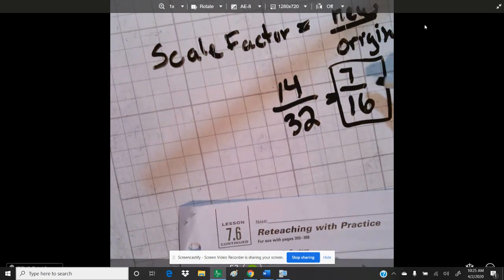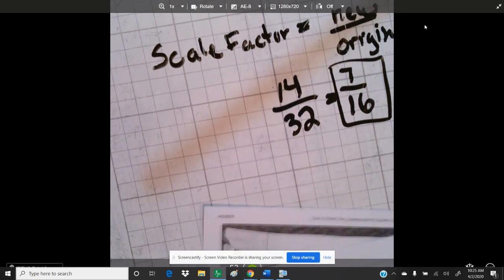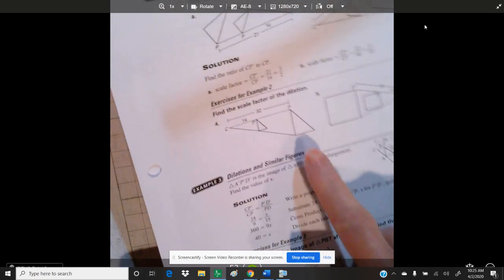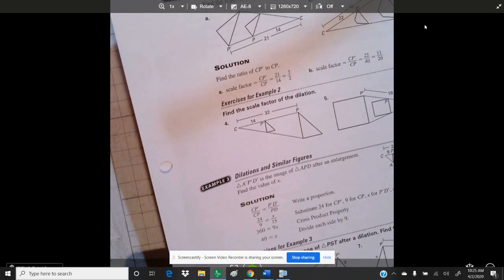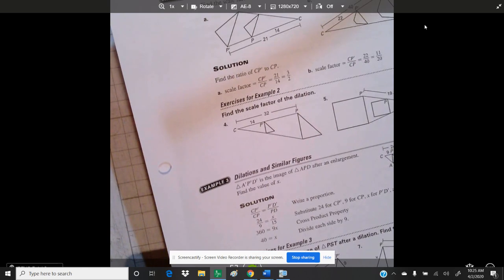Now, if it's getting smaller, this fraction has to be less than 1, which it is. So you can kind of check that. It is getting smaller because it's a dilation. So your scale factor has to be less than 1.